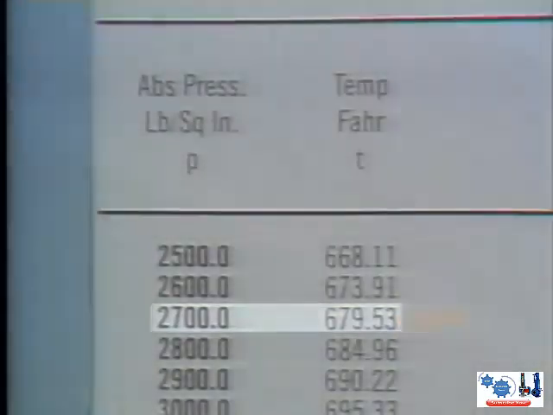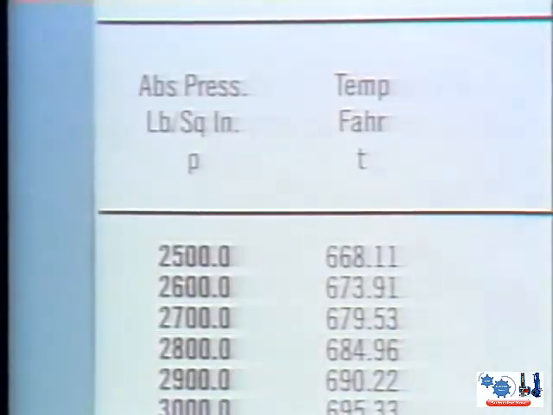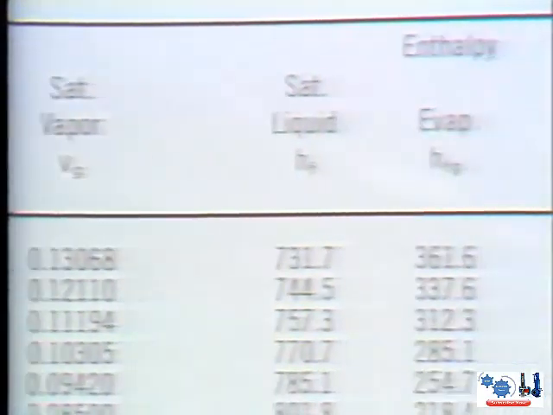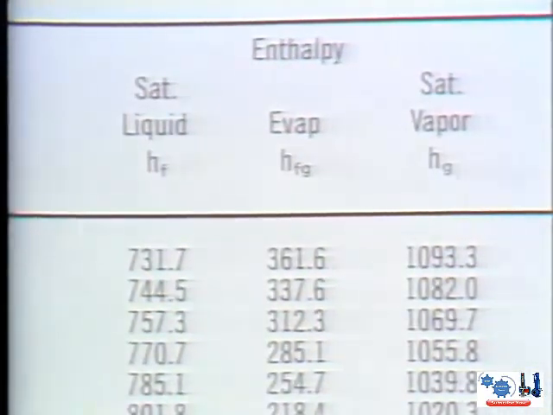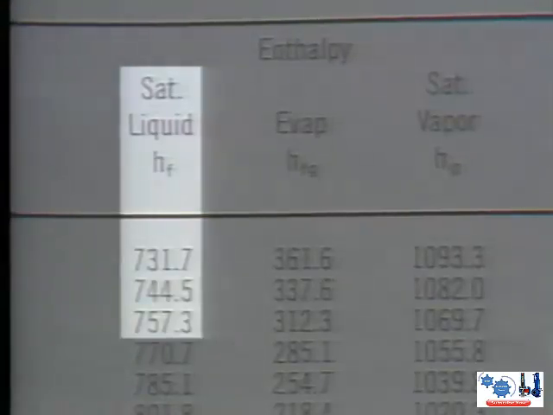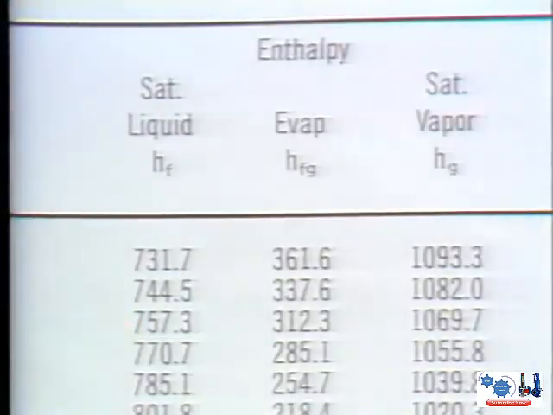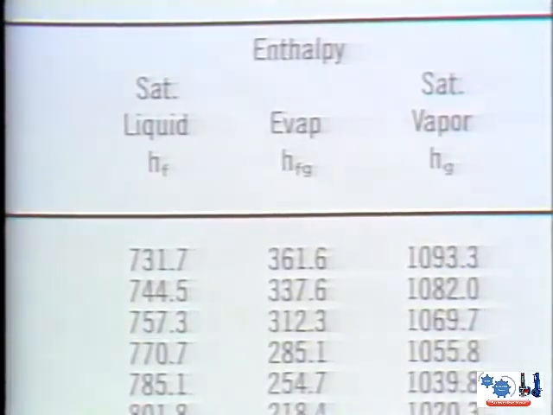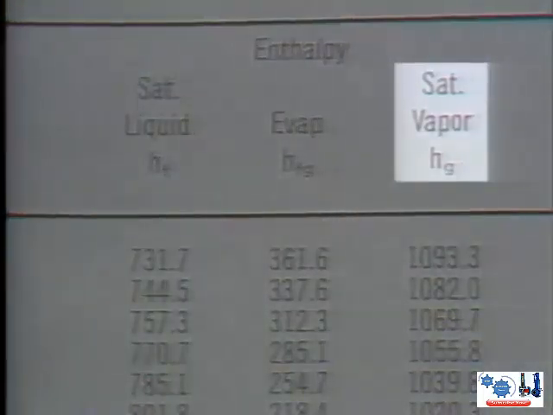Moving across to the temperature column, we find that the saturation temperature at 2700 psia is 679.53 degrees Fahrenheit. Now, if we want to know the enthalpy of saturated water at this temperature and pressure, we can continue across the columns until we reach the column under enthalpy entitled Saturated Liquid H sub F, and we find the value is 757.3 BTUs per pound. In the same manner, we can find the enthalpy of saturated steam if we check the saturated steam column H sub G.